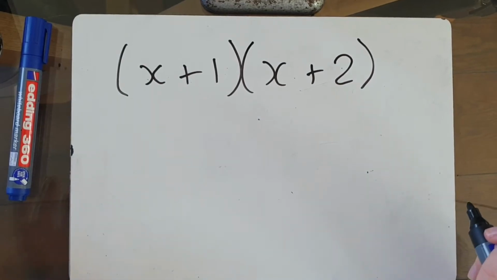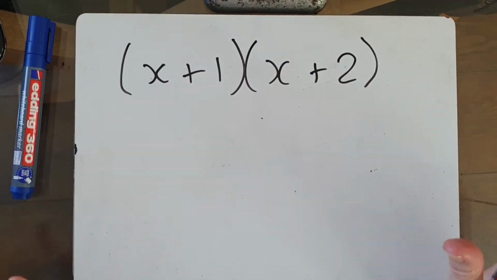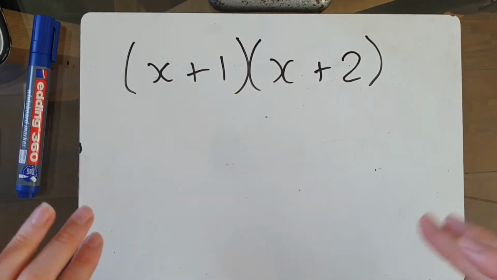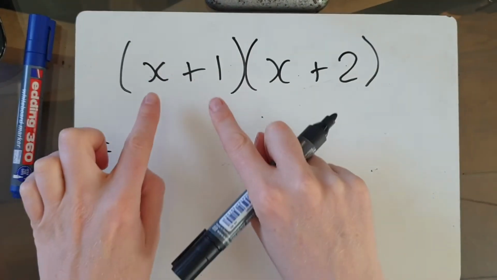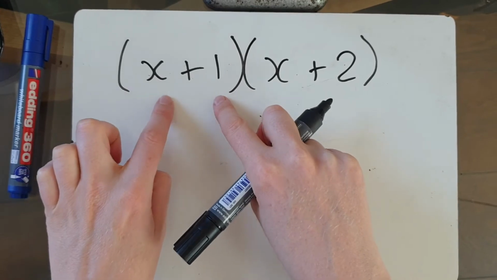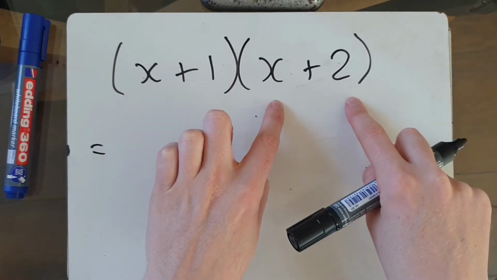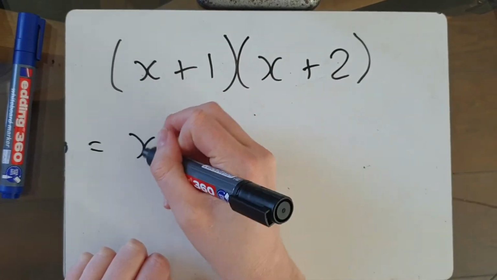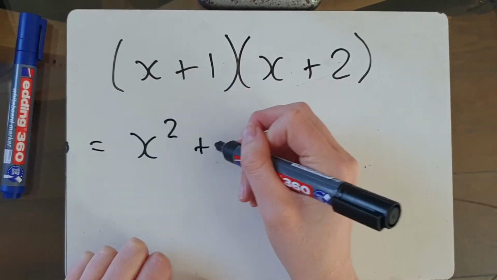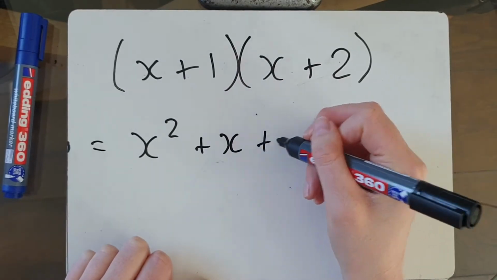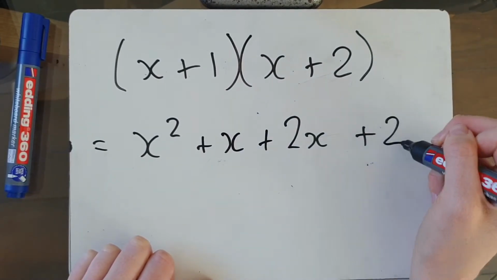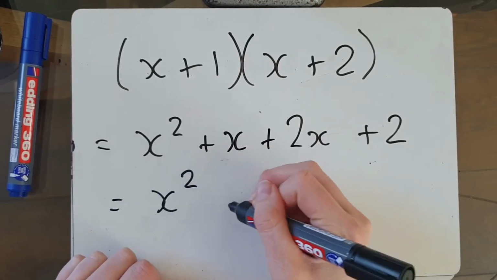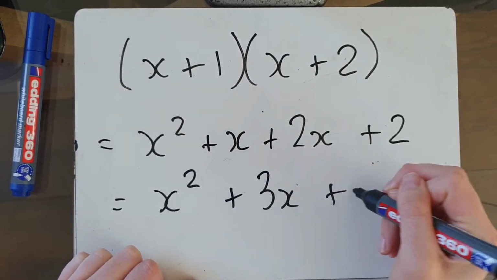And I know we've spoken about the order that we do it in, and you don't like the order I do it in, and I don't like the order that you do it in. But do whatever order you like, as long as you multiply both terms in this bracket by both terms in this bracket. So if I multiply this out, I get x squared plus x plus 2x plus 2, and then I collect the like terms. So I get x squared plus 3x plus 2.